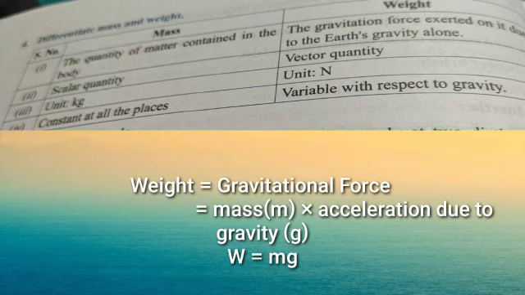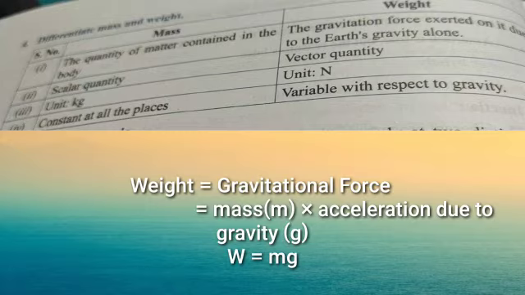Now we go on to the difference between mass and weight. What is mass and what is weight? The quantity of matter contained in the body is called mass, and the weight is the gravitational force exerted on it due to the earth's gravity alone. Now mass is a scalar quantity and weight is a vector quantity. The unit of mass is kilogram and the unit of weight is Newton.